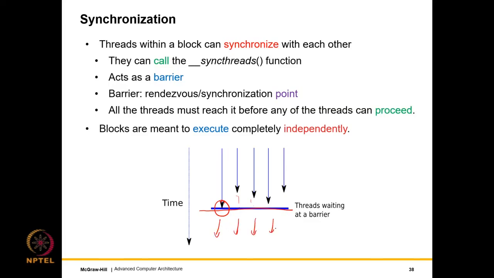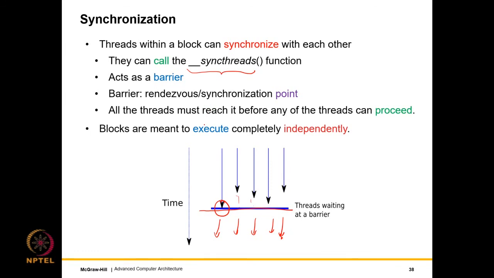So this ensures that if a thread is over here, it has some information about the rest of the threads, that they have actually crossed the barrier. The barrier can be thought of as a rendezvous or a synchronization point. And all the threads must reach it before any of the other threads can proceed. There is a CUDA function called the __syncthreads function. In fact, you will find a lot of CUDA functions with __syncthreads. This can be used to implement a barrier.